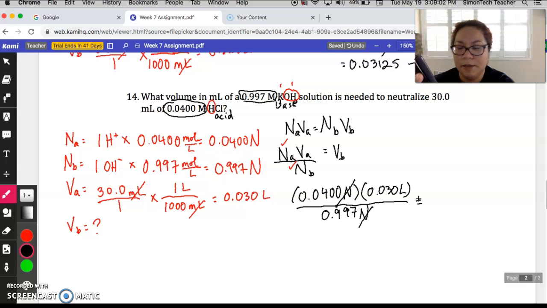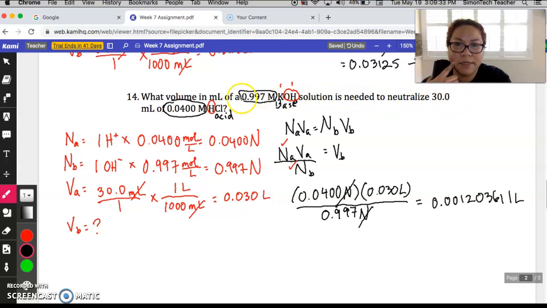0.0400 times 0.030 divided by 0.997. Your answer comes to be 0.00120361 liters. Let me see, 3 sig figs here, 2 sig figs here, 3 sig figs. But let's take a look at the original problem. That's a way to figure out your sig figs. We've got 3 sig figs here, 3 over here, and 3 over here. So just 3 sig figs.